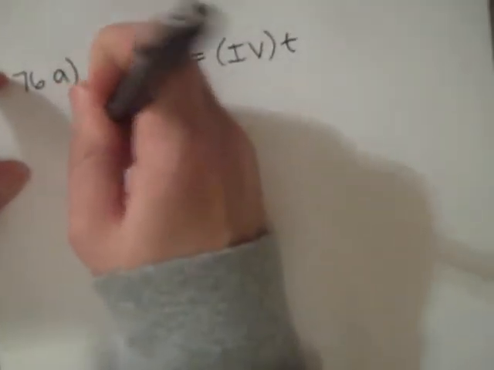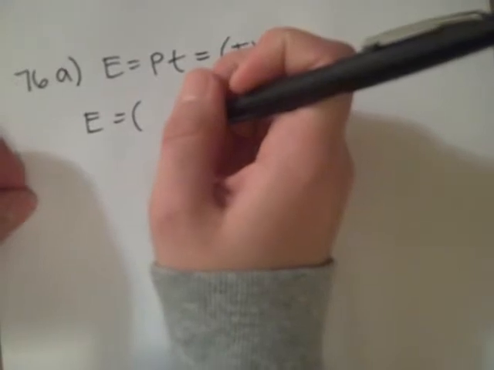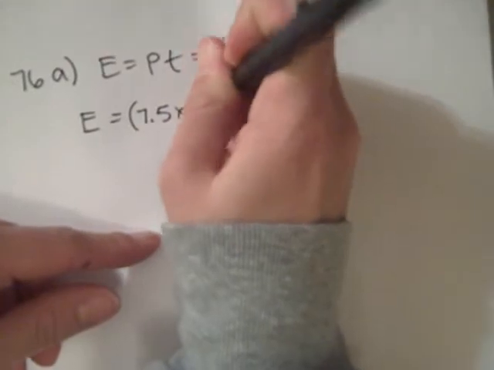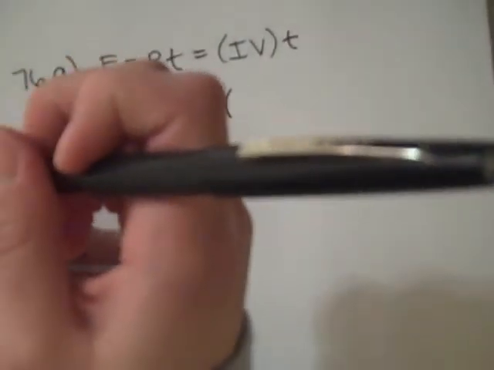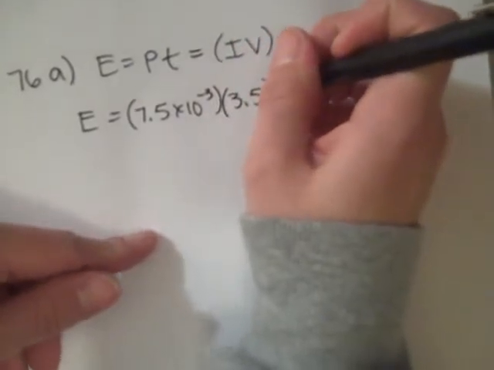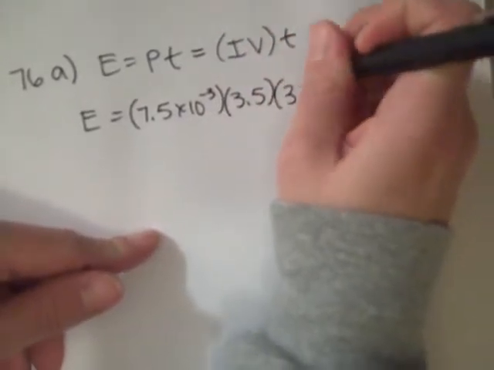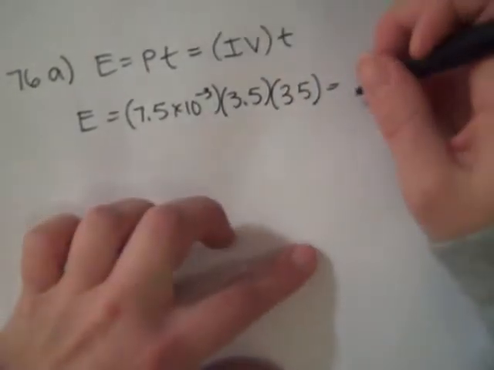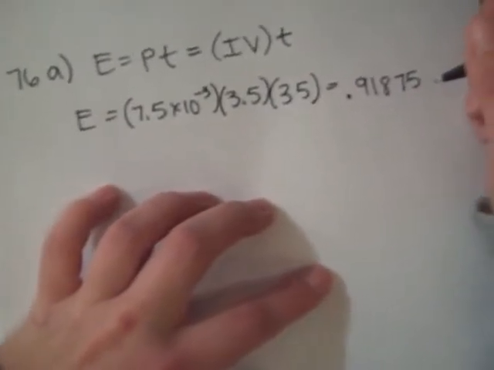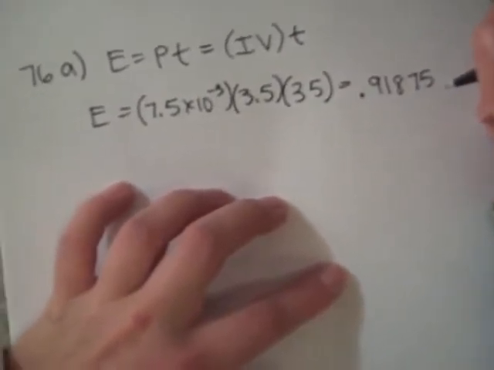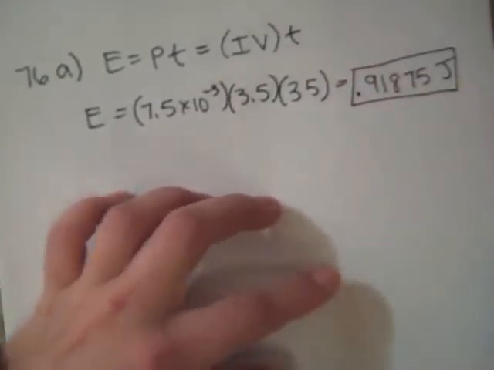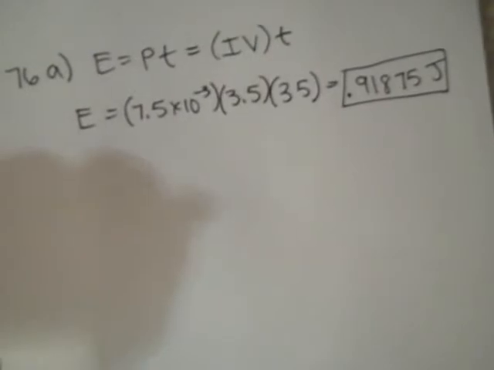So the energy is going to be the current that they give us, 7.5 milliamps, so 7.5 times 10 to the negative 3, times the voltage, which is 3.5, times the time that you are using it. It's already in seconds, so you can leave that as 35, and you get 0.91875, and your units here are watts times seconds, which is the same thing as a joule. So 0.91875 joules is part A.